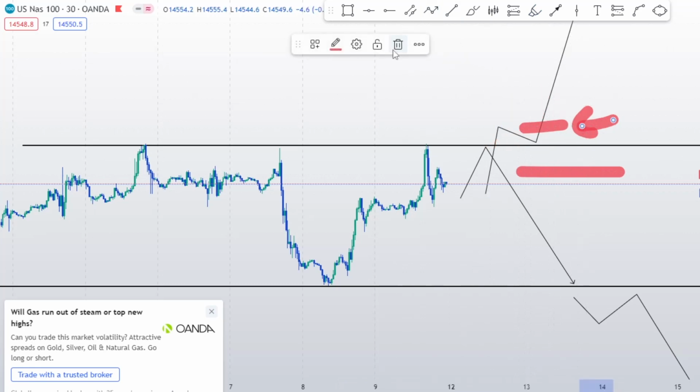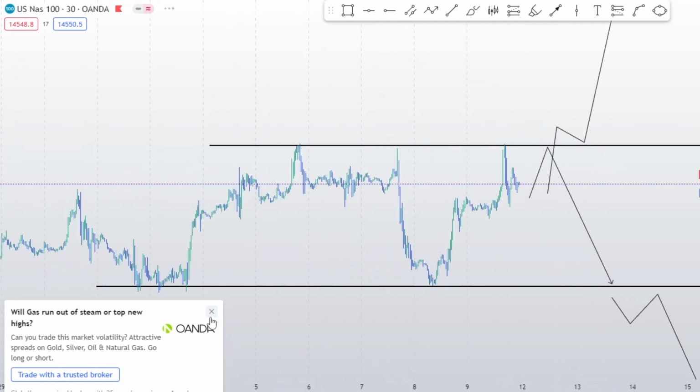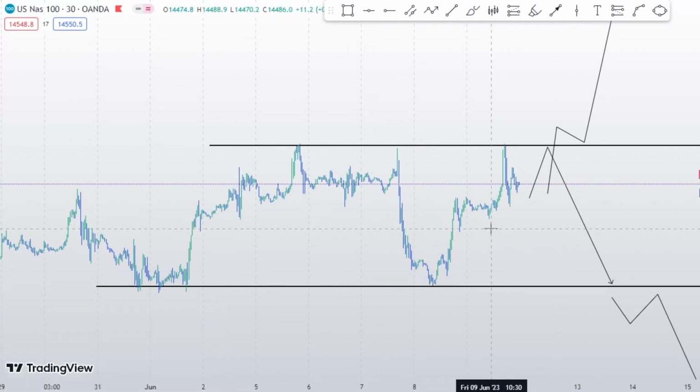Remember, risk management is very important when you're trading. While you are fighting one setup, there is another setup for me. So this is all about Nasdaq 100.